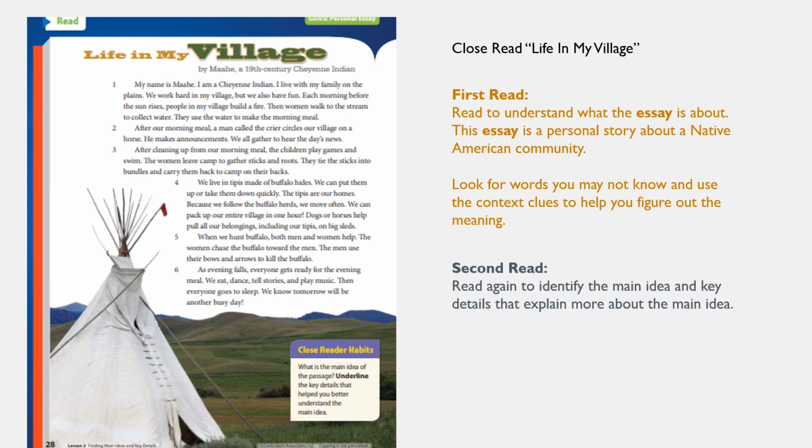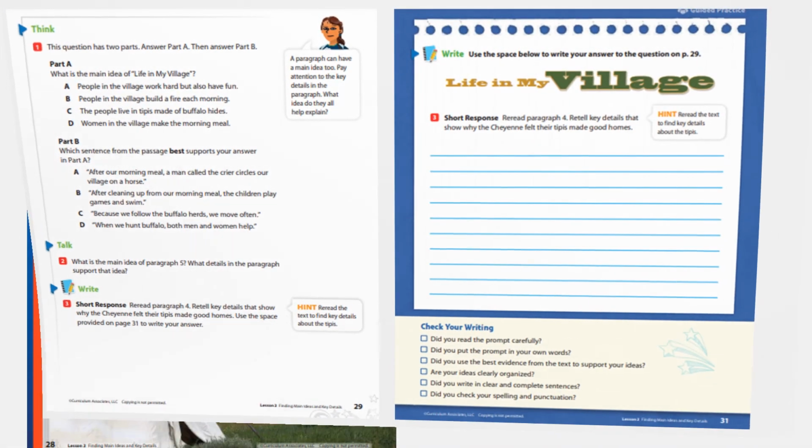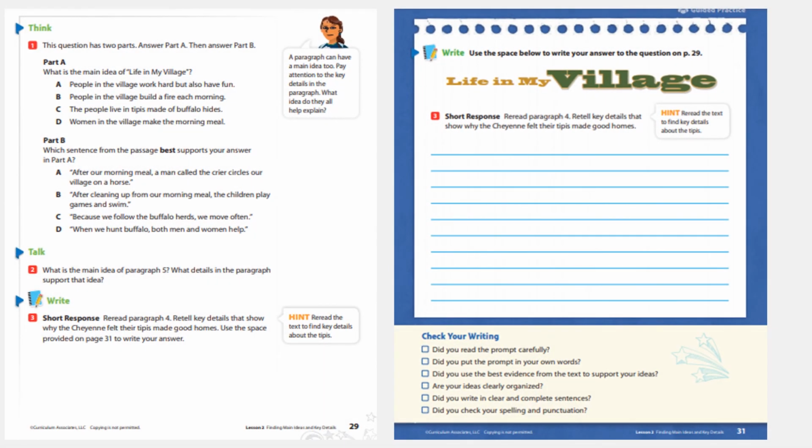The second time you read, I want you to read again to see what the main idea of this story is and look for key details that explain more about the main idea. The third read that you'll do is when you're going to scan the text for evidence to help you answer questions or write your short response. So after all three of those reads, you should be able to answer the questions on page 29 and then the writing prompt that is on page 31.